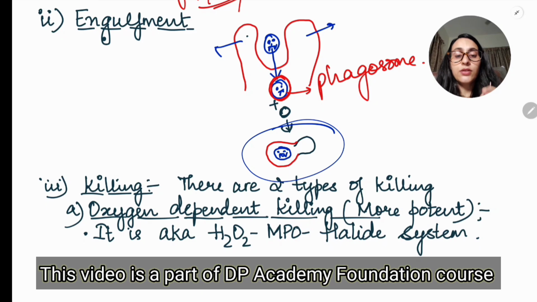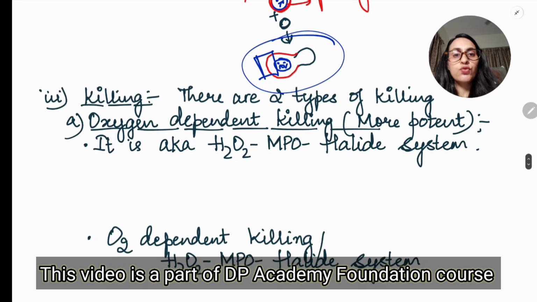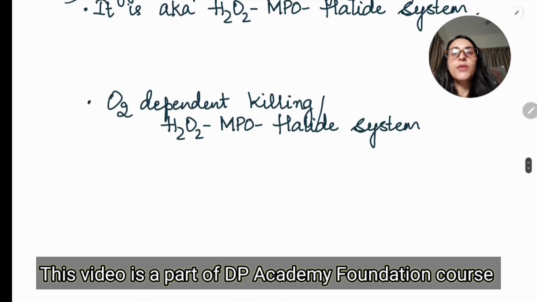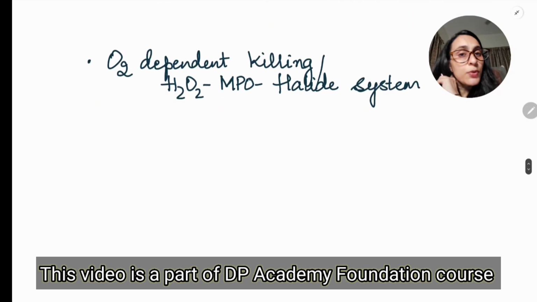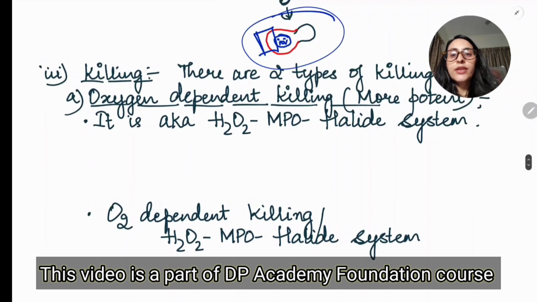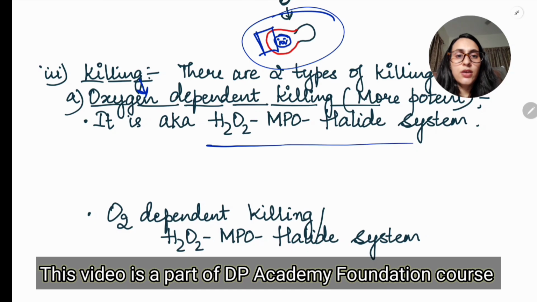If we zoom at this, the third step is going to be killing of this bacteria. Now zoom this membrane, phagolysosomal membrane. How is this bacteria killed? Now let's talk about the last cellular event, that is killing. Inside phagocytosis, we have the last step, that is killing. Killing can either occur with the help of oxygen, that is oxygen dependent, or without the help of oxygen, that is oxygen independent. Now let's talk about oxygen dependent killing, which is the most potent, most common, also known as hydrogen peroxide MPO halide system. We'll talk about why we are calling this such a big name.